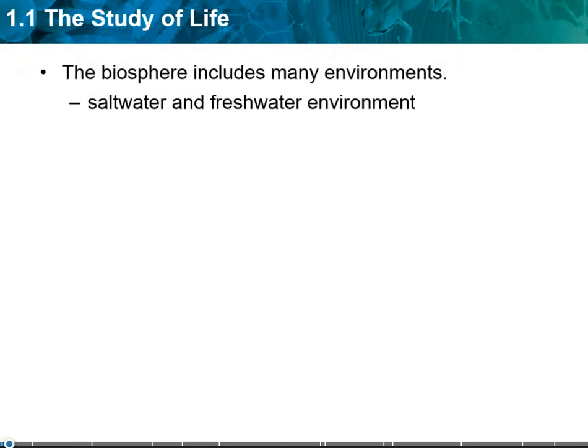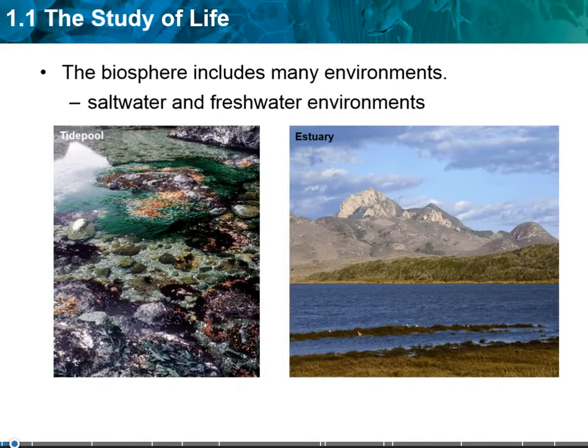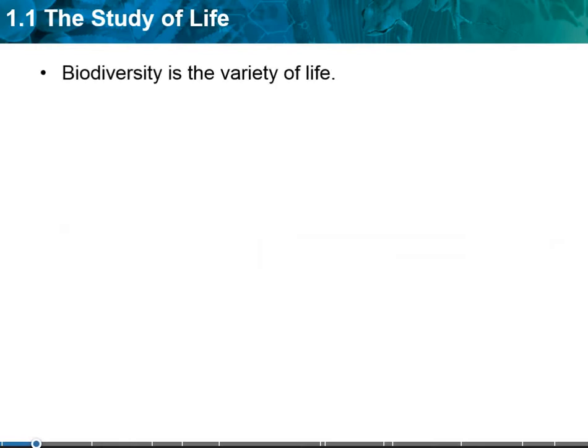The biosphere also includes salt and freshwater environments. So here's examples of those. So you've got a tide pool, which is going to be salt water, and then an estuary is going to be a combination of salt and fresh water together. And the other part, like I said, is going to be the air or the atmosphere. It's going to be where you could find things that are alive.